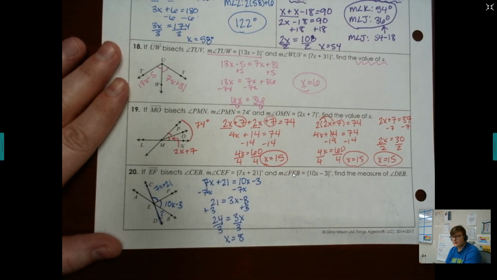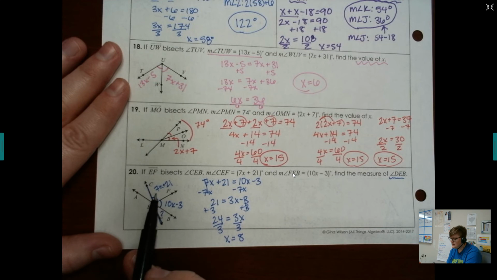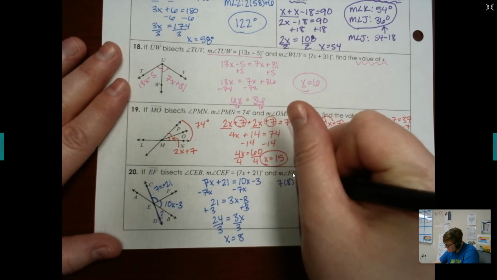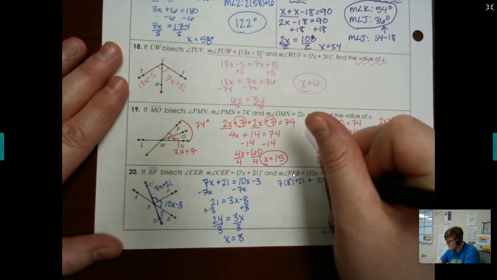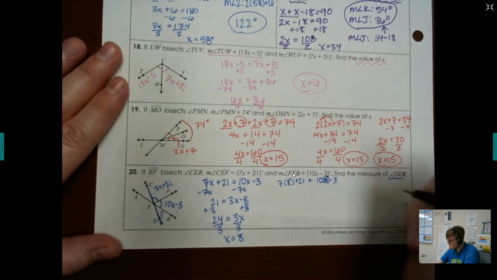Now to find out what our goal is, DEB, we can plug that 8 into one or both of these. If you plug it into one, just plug it in and then double it. If you plug it into both, plug it in and then add them together. So 7 times 8 plus 21 plus 10x minus 3. Oops, that should say 8, not x.